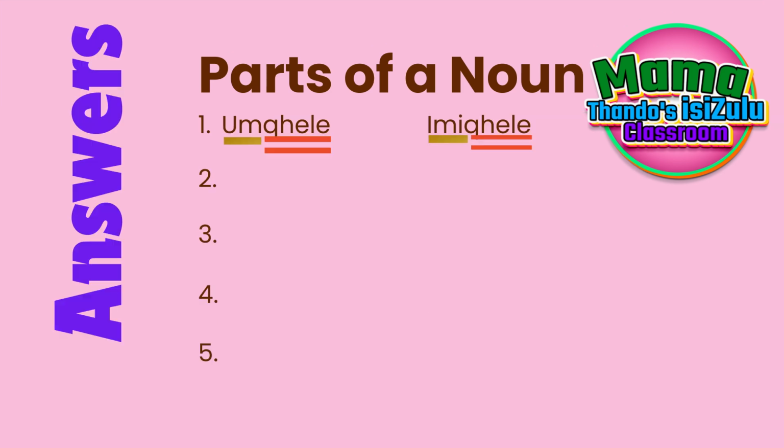Mngani, here are the answers. Number 1, umqhele, a crown. We can see that it is a thing, it's not a person. So the plural of it will be imiqhele. Isiqalo of umqhele is um, isiqu is qhele. The plural isiqalo is imi, isiqu the same, qhele.